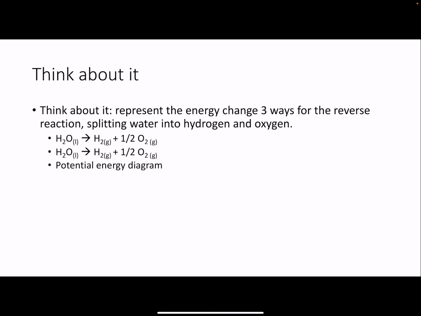Now, we said this in part A, the reverse of any reaction also reverses the enthalpy change. So splitting water into its elements, if the forward reaction was releasing energy, this is going to require 285 kilojoules per mole of hydrogen gas. Okay, and we can represent that the same 3 ways, but with the opposite sign now.